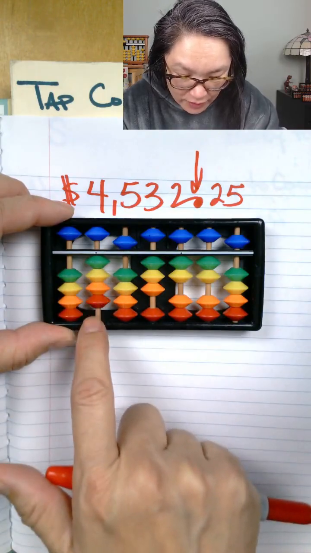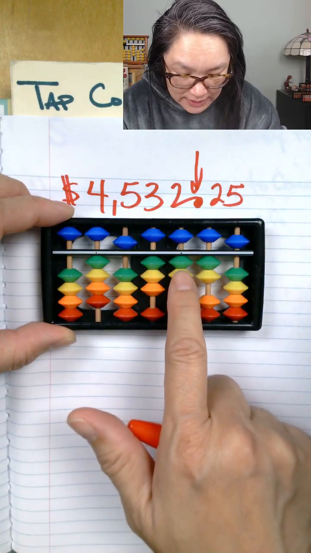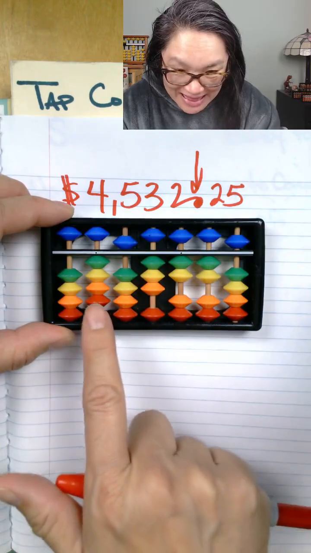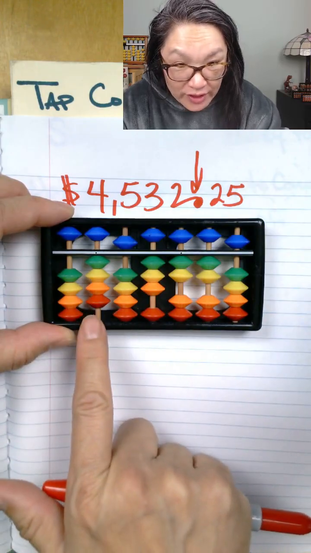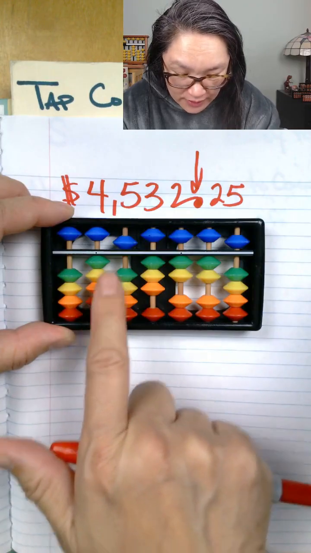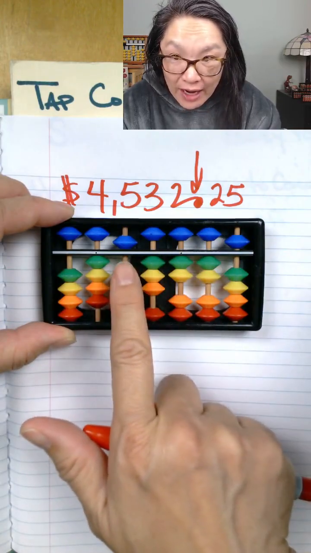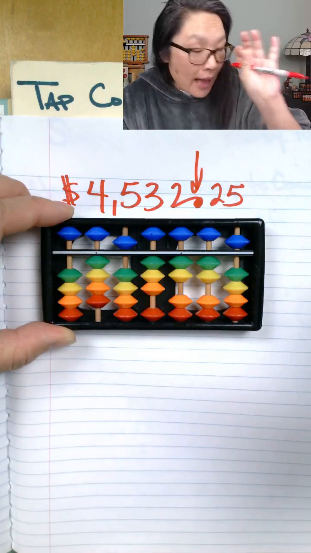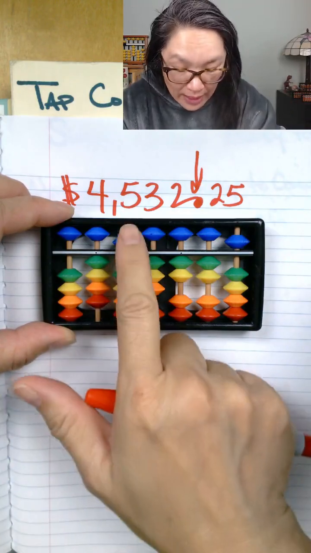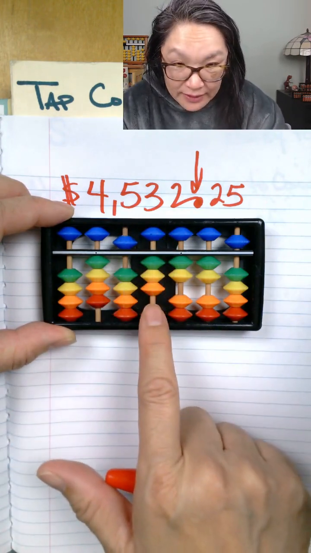So this is 4,000 because this is deemed as ones. Ones, tens, hundreds, thousands. So this is my thousands, 4,500. Why is this 500? All the top beads will have a value of 5, no matter what. No matter what abacus we have, that will always be 5. So this is 5, and this is 3.